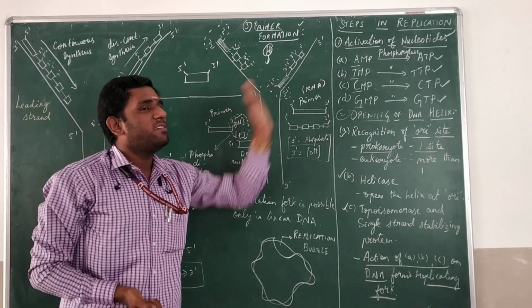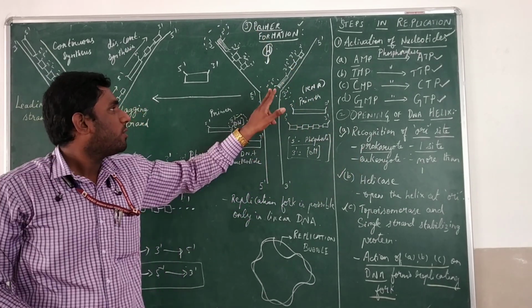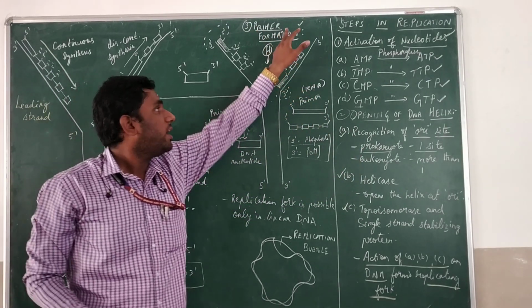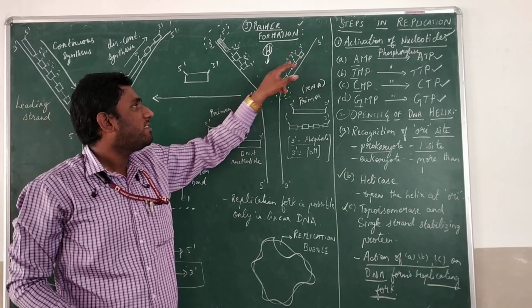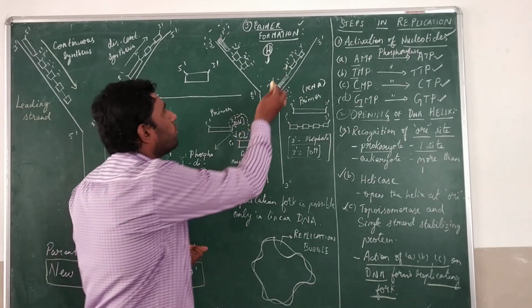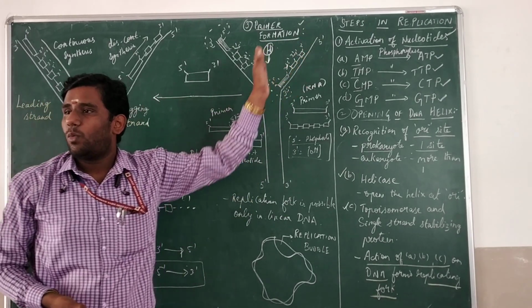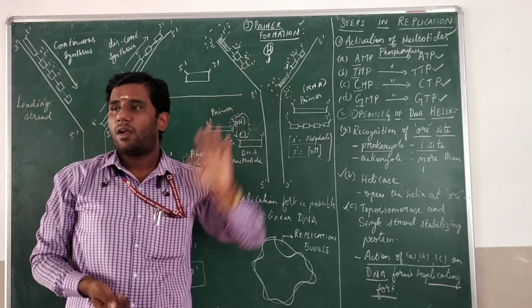Now let us see what happens in this fragment. In this fragment also the same thing happens, because 5' 3' is here. One DNA nucleotide will come. That will have 5' 3'. A phosphodiester bond will take place here. Another phosphodiester bond will take place here. So it keeps on adding, one nucleotide behind one nucleotide.